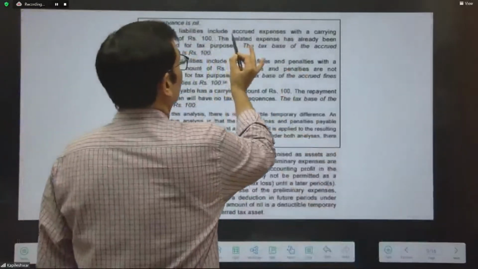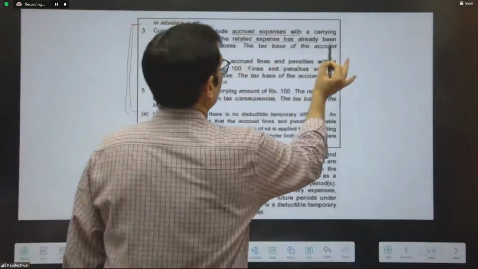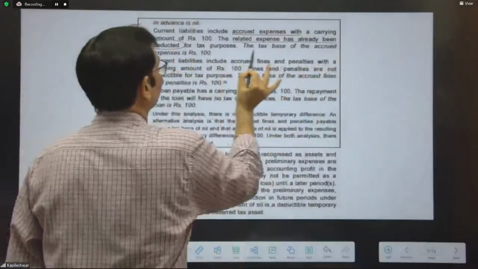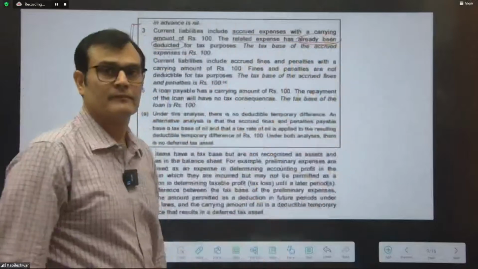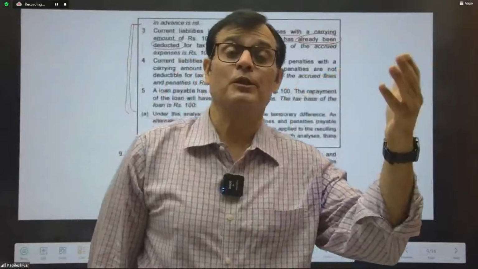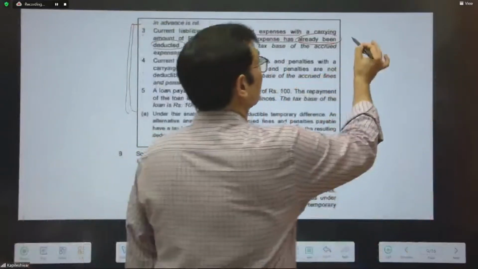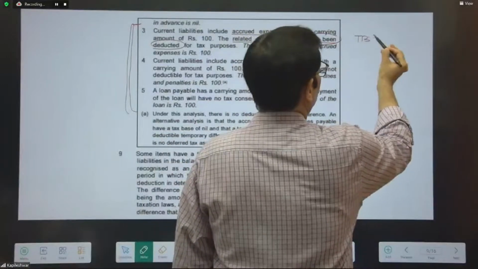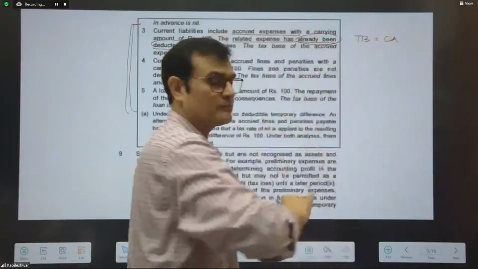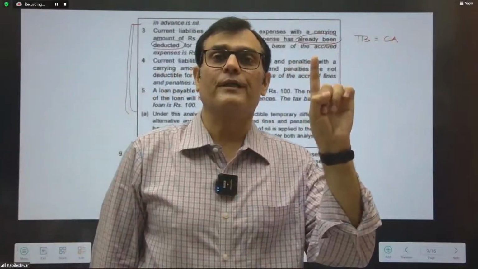Current liability includes accrued expense with a carrying amount 100. The related expense is already being deducted. When you are going to make a payment, are you going to get a deduction at that time? The answer is no. So tax base and the carrying amount is same. Deduction is not allowed. Reason: already allowed.